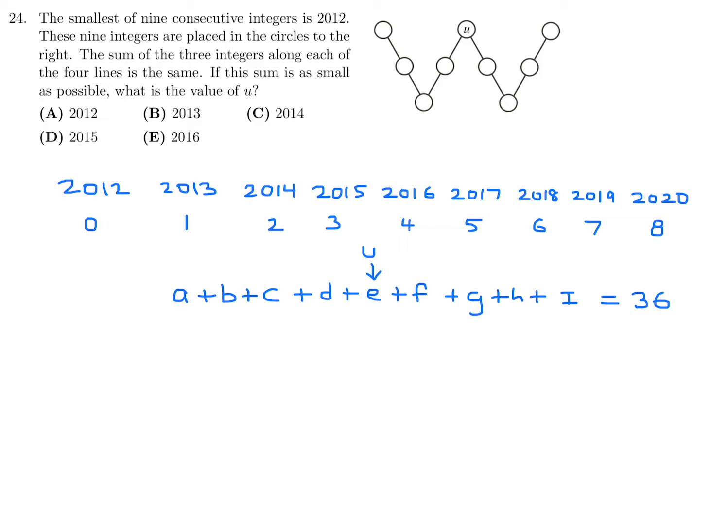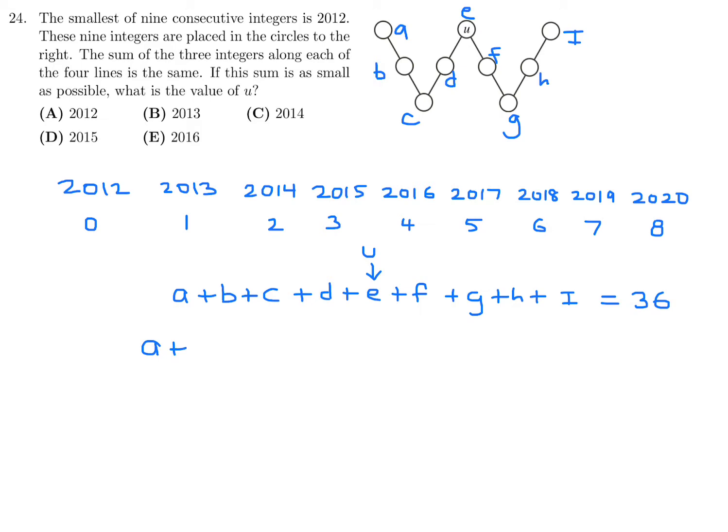Now, another thing they tell me in the question is that the sum of the 3 integers along each of the 4 lines is the same. So the sum of these guys equals the sum of these guys, and equals the sum of these guys, and equals the sum of these guys. So each time you have a set of 3 numbers, for example, if this is A, I'll just write it beside it, A, B, C, D, E, F, G, H, and I, the sums of those 3 are the same.